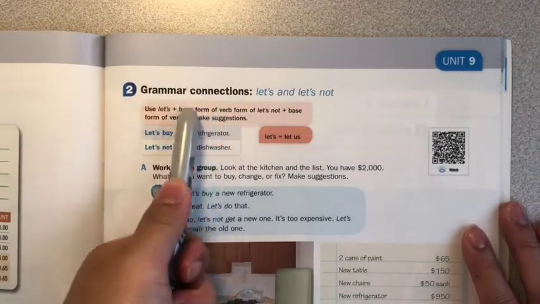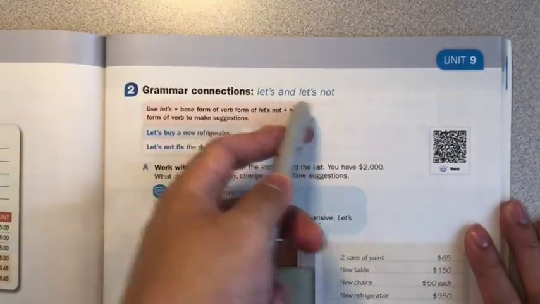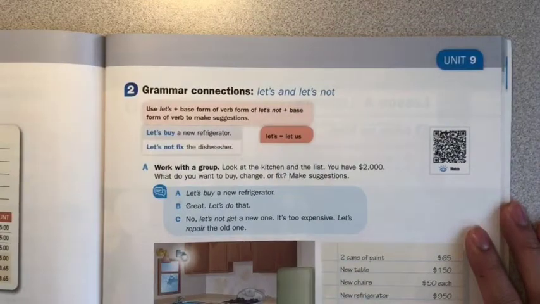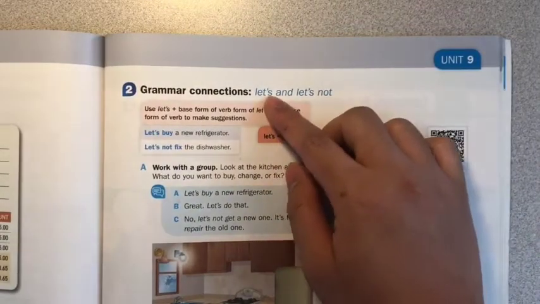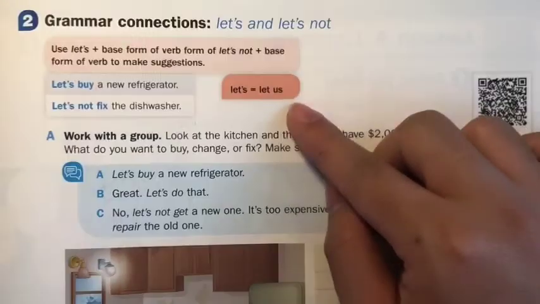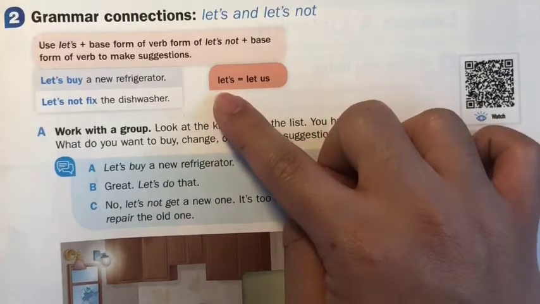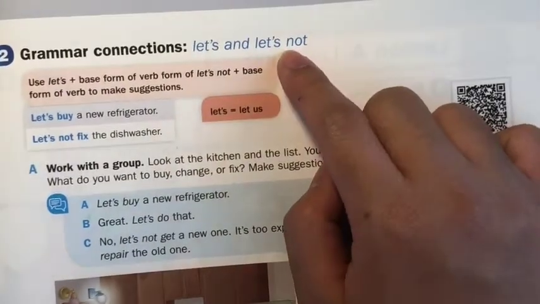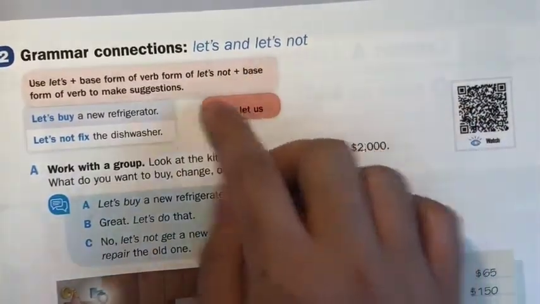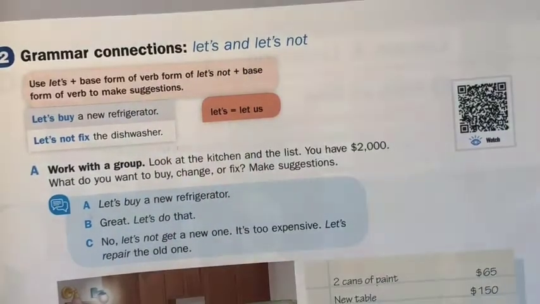Okay, on the next page, we're going to learn the expression let's and let's not. So, let's is the short way of saying let us. But we don't say let us, we always say let's or let's not. We use these words when we want to make suggestions. We use these words when we want to do something.